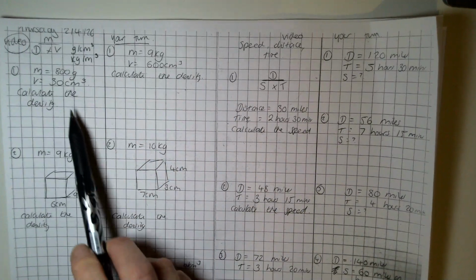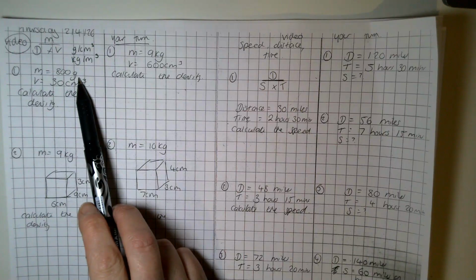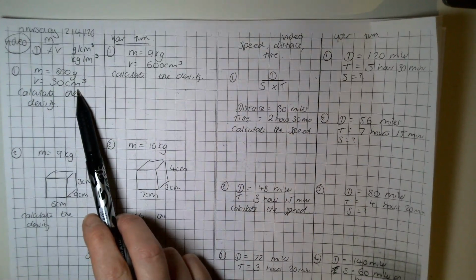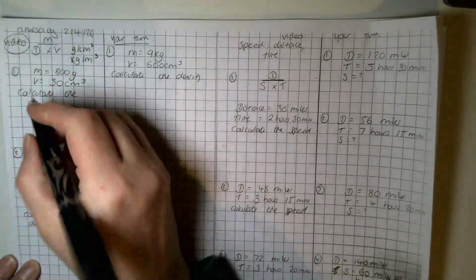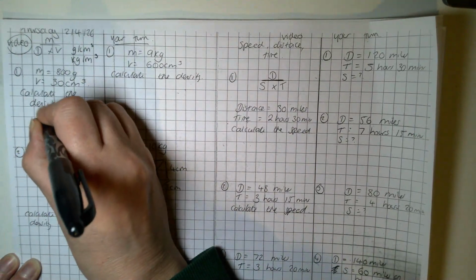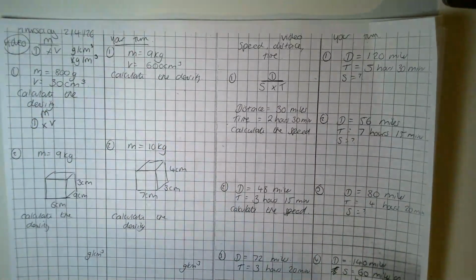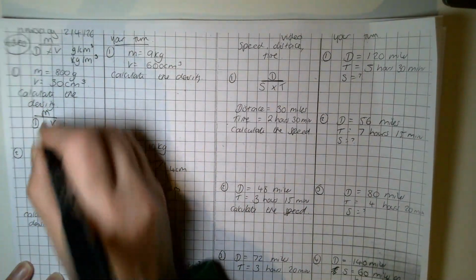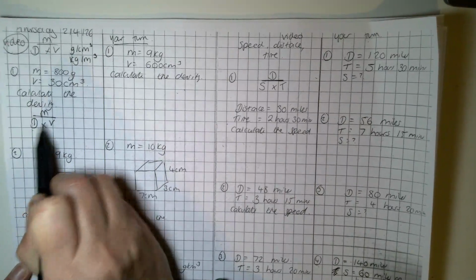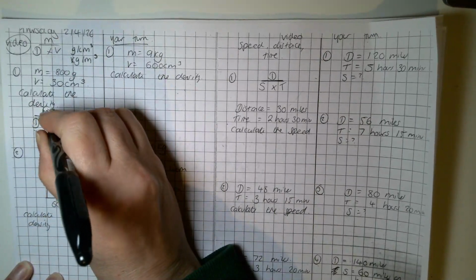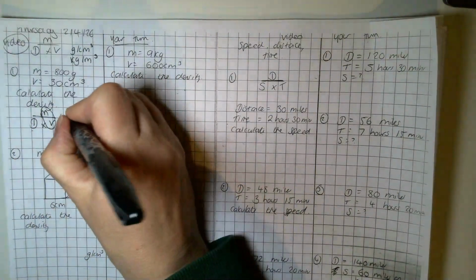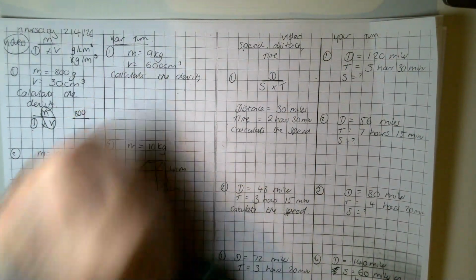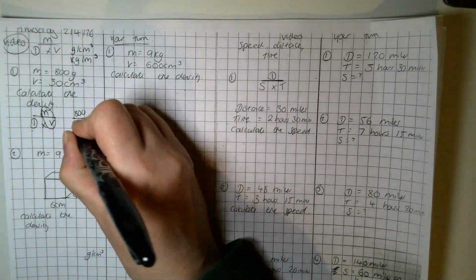So first question, we've got the mass of an object is 800 grams. The volume is 30 centimetres cubed. Calculate the density. So we've got density, mass, volume. Got to know that ready for your exam. To get density, we're going to use these two numbers here. So we need to take the mass, which is 800, and divide it by the volume, which is 30.